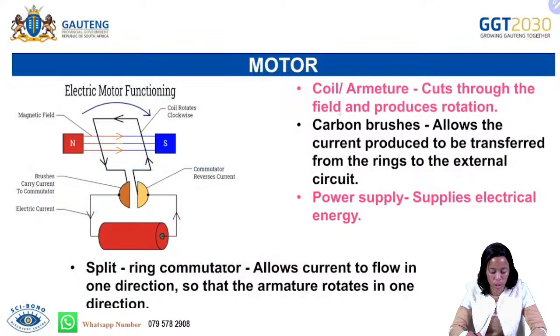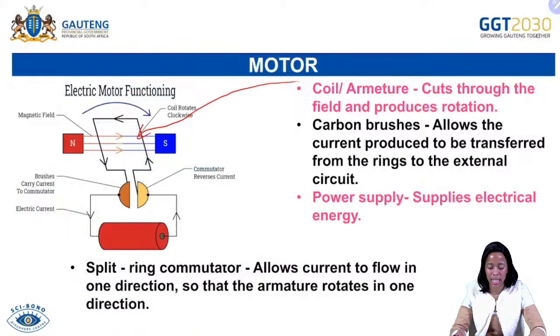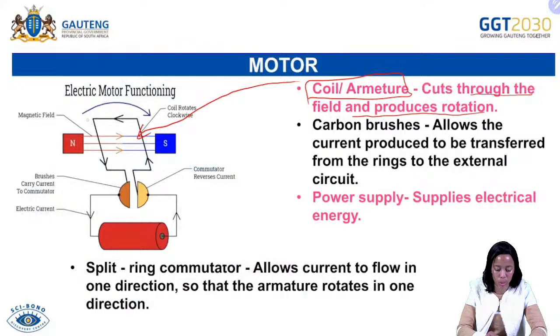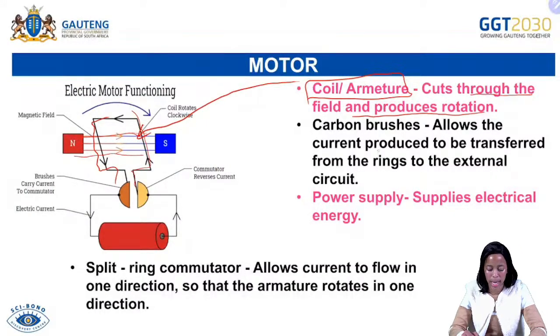So for a motor, these are the components that we have. We have a coil. A coil is a conductor, or a wire, or we can also call it an armature. It cuts through the magnetic field and produces rotation. So we have this coil here, and this coil is cutting through the magnetic field, and that then produces rotation.